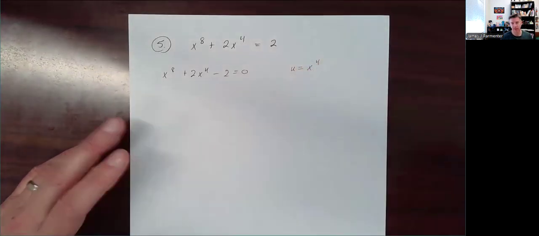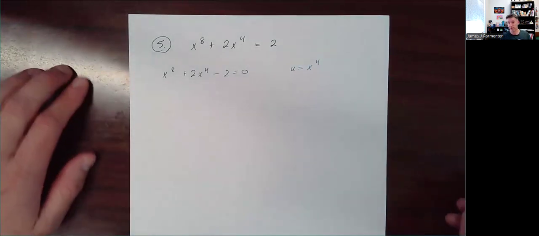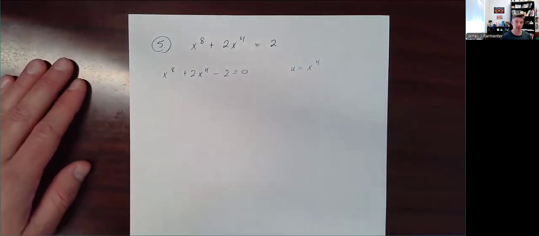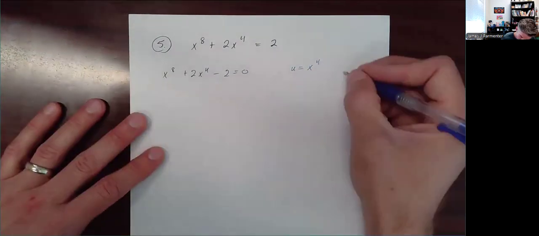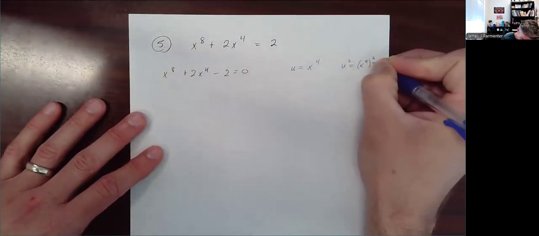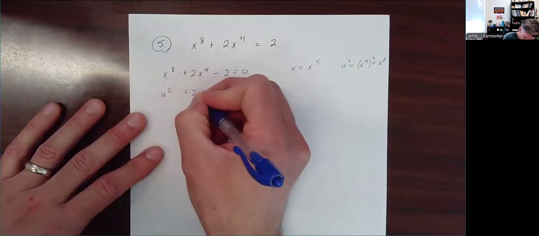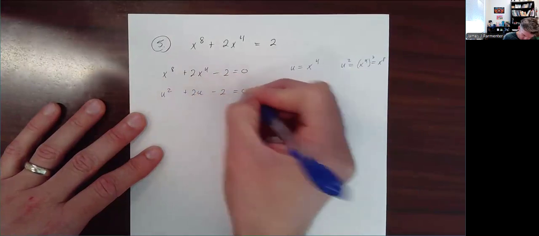And again, I really should say the power that's closer to 0, because if your powers were like negative 2 and negative 1, you would pick u equal to x to the negative 1, which is closer to 0 than negative 2 is. u squared is x to the 4th squared, which is x to the 8th. This becomes u squared plus 2u minus 2 equal to 0.